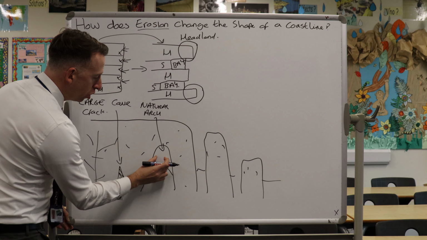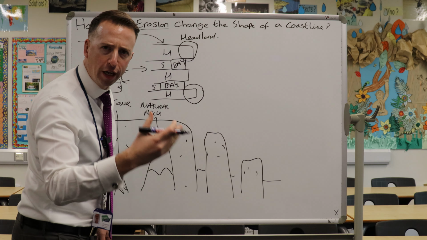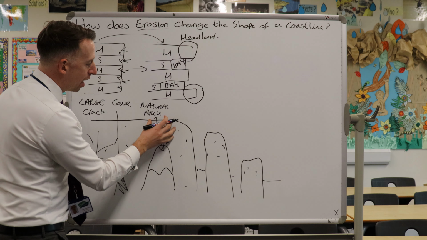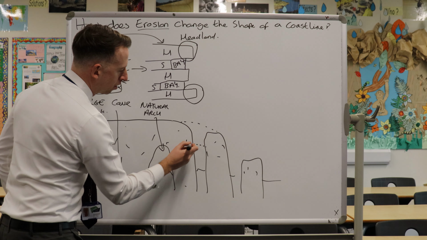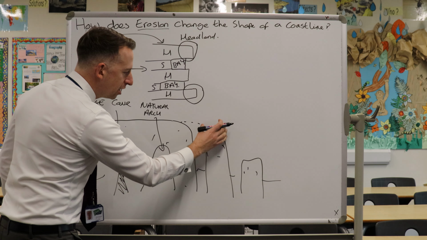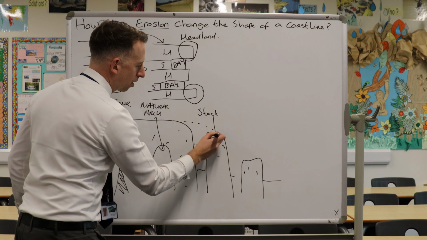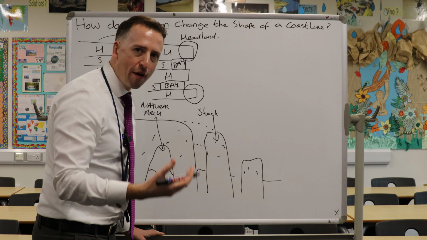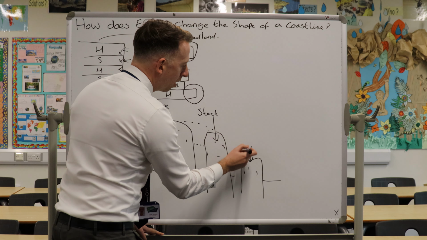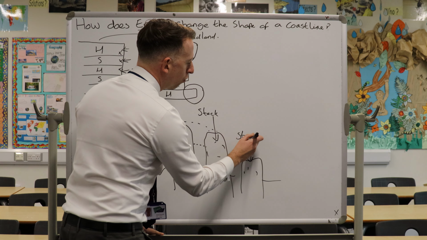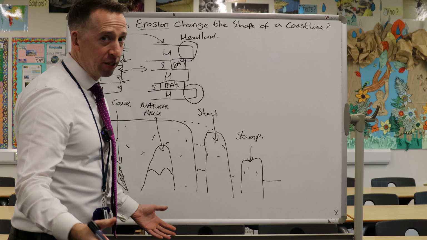Over time, due to a lack of support in this point here, and obviously a lot of weathering, freeze-thaw weathering in particular, the arch will come crashing down. That's where the old arch would be. And this would leave a pillar of rock known as a stack. And once again, due to weathering and erosion combined, the stack will get worn down into a smaller pillar of rock called a stump.